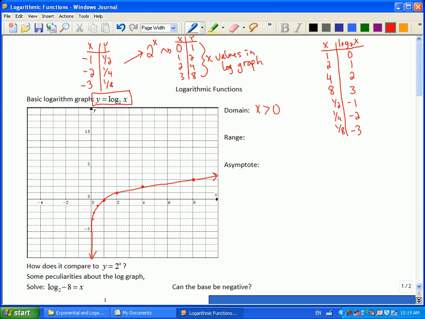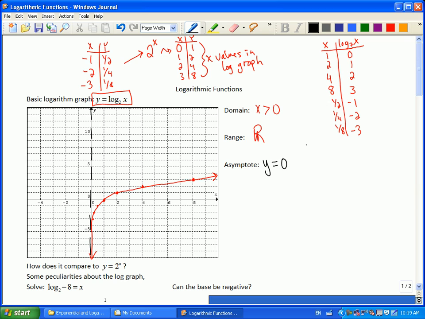What about the range of values? What happens to the range? Yeah, that one, you can see it goes all the way down here. It's very slow, but it is eventually going to cover all real numbers here as well. And there is an asymptote on this graph. 0. Yeah.